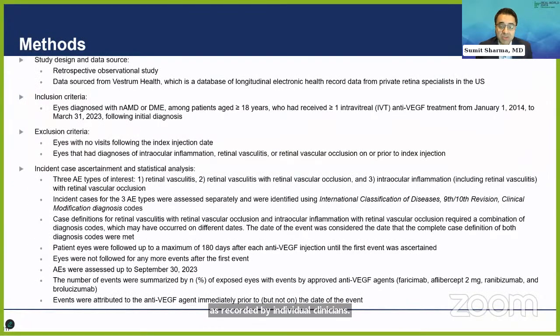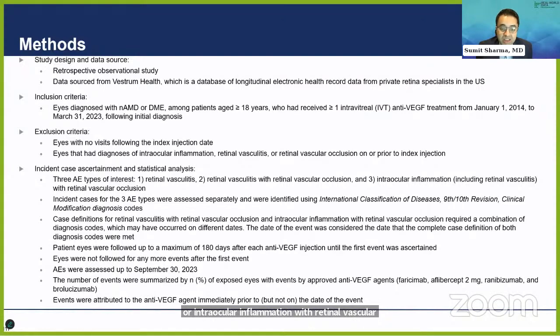This is a retrospective observational study using data from the Vestrum Health database. We looked at patients over 18 years of age who had gotten at least one anti-VEGF agent from January of 2014 through March of 2023, following their initial diagnosis. We excluded eyes that didn't have visits following their index injection date, and eyes that had a history of either intraocular inflammation, retinal vasculitis, or retinal vascular occlusion prior to their index injection date. We were looking for three types of AEs: retinal vasculitis with retinal vascular occlusion, or intraocular inflammation with retinal vascular occlusion, which included patients with retinal vasculitis.